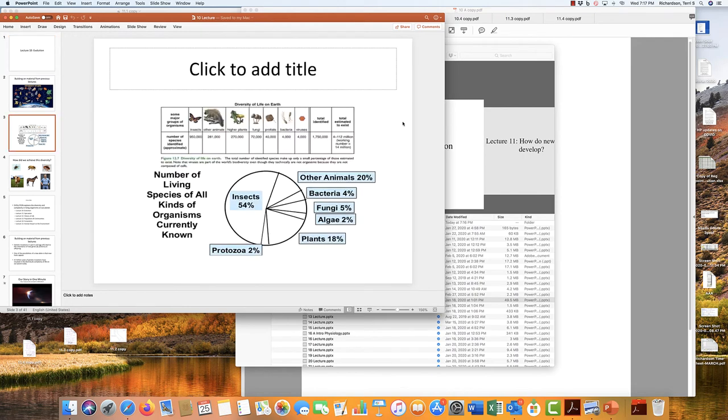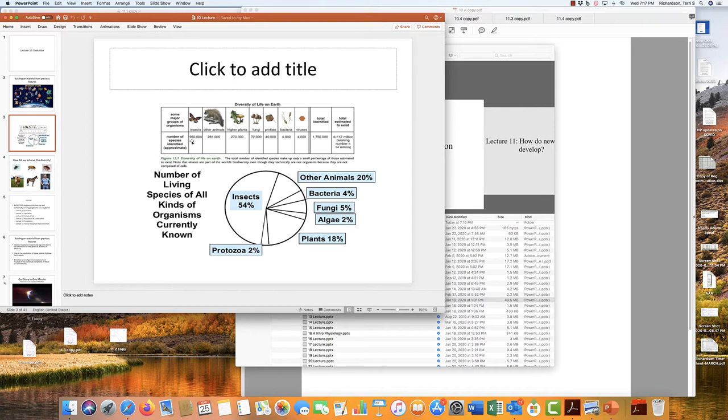I believe I've shown you this slide before, maybe in lecture one, where you can see that there is a very wide variety of living organisms on the planet. And guess what? Over half of the living organisms on our planet are bugs. I don't know about you, but that's kind of scary to me. We're over here, other animals. I show you this slide just so you can open your mind and understand that there are many, many different species.